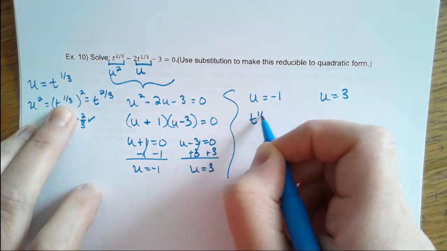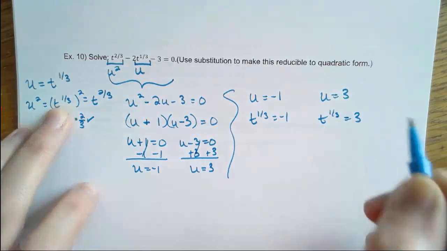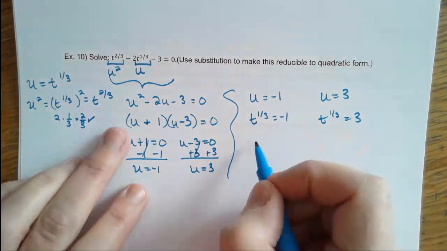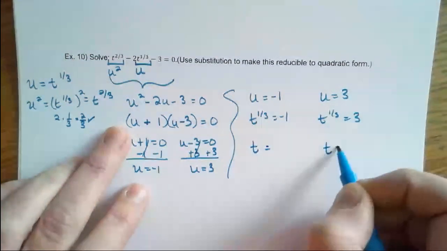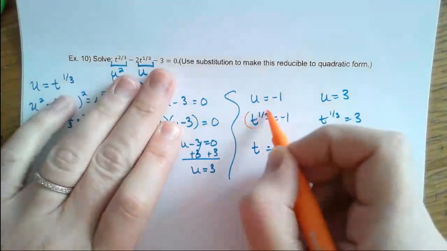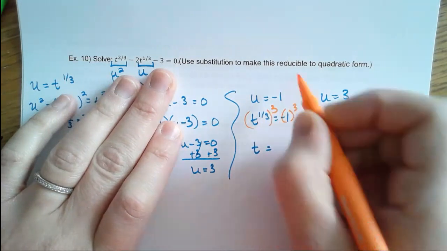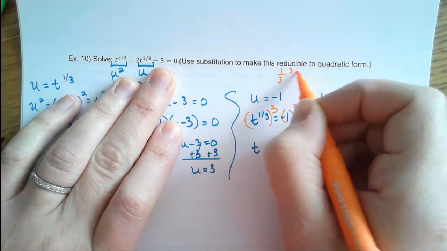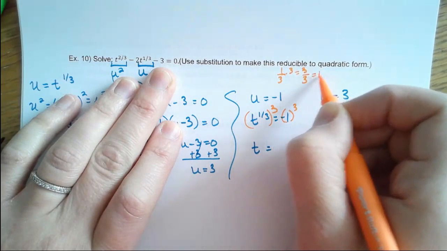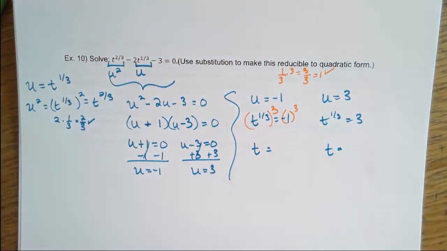All right, so t to the 1/3 equals -1, and t to the 1/3 equals 3. Now, I don't want to have a t to the 1/3. I want just a t. I would like to have an answer. So think about how can you cancel out a 1/3? I can multiply it by 3, right? If I raise it to the 3rd power, 1/3 times 3 is 3 over 3, which is just 1. It cancels it out. So I'm going to raise them to the 3rd power.